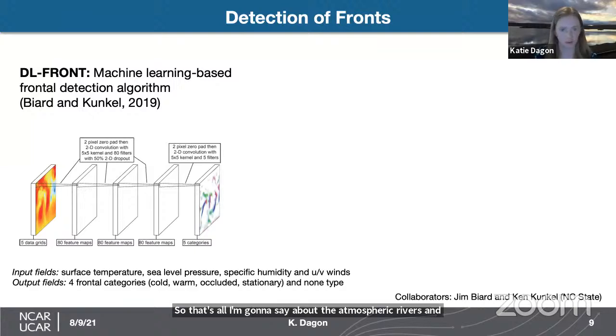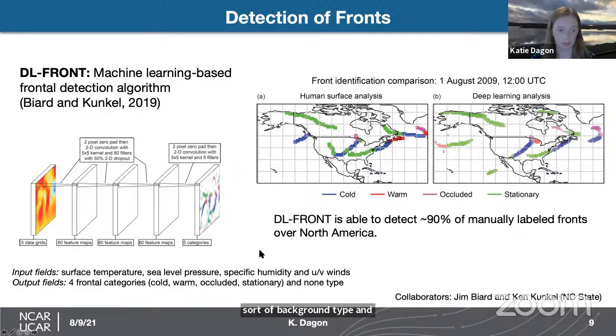I want to spend the rest of the talk talking about a different detection algorithm, which was designed to detect different front types. For this work, we're collaborating with Jim Baird and Ken Kunkel at NC State. And they developed an algorithm called DL front, which is based on detecting different front types. And the input fields are a little bit different here. So they're looking at surface fields: surface temperature, sea level pressure, specific humidity, and surface winds. And then outputting 4 different frontal categories, so cold, warm, occluded, and stationary, as well as the none background type.